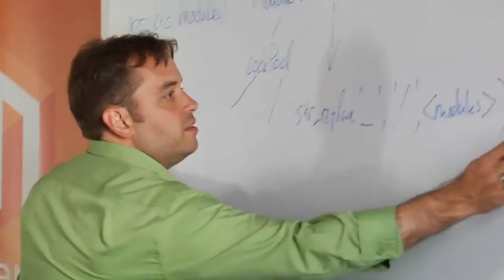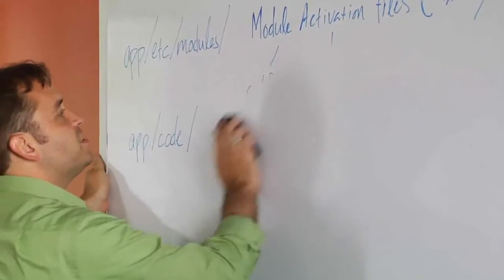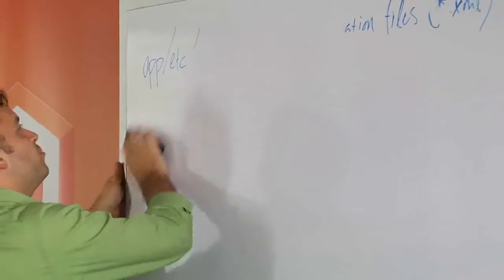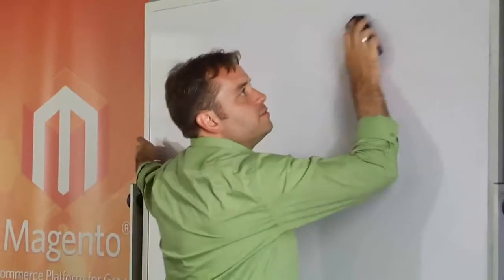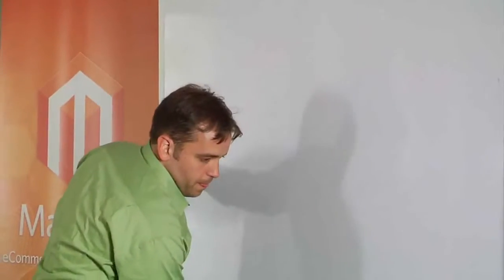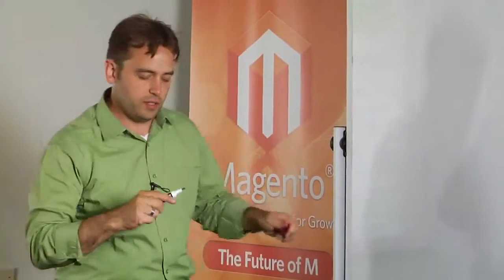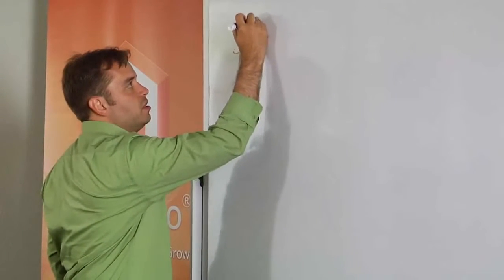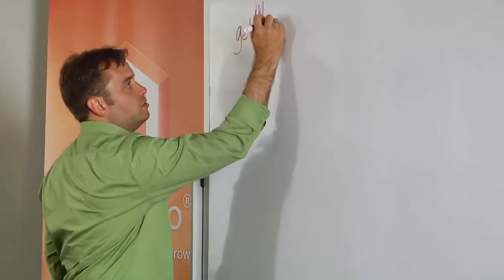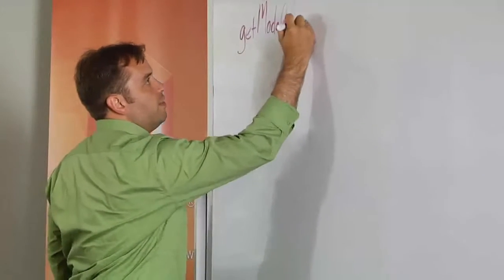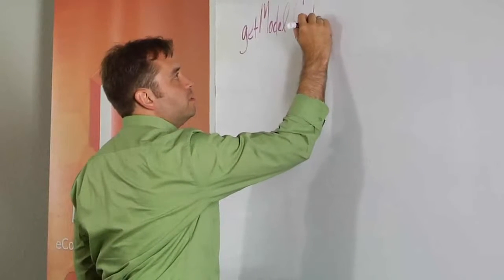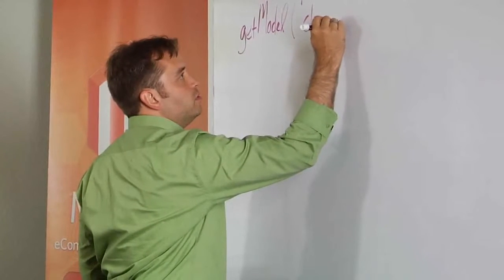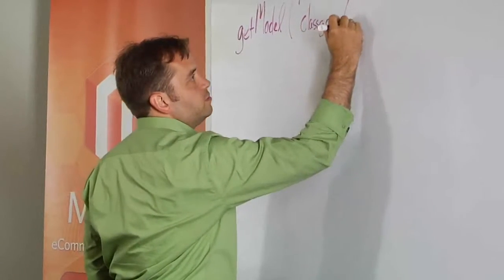I'll give you the rundown for each of these. And in different contexts, you'll see different methods or syntaxes for instantiating models using the factory methods. This is not a complete list. So you can have Mage get model, and then class group, something.